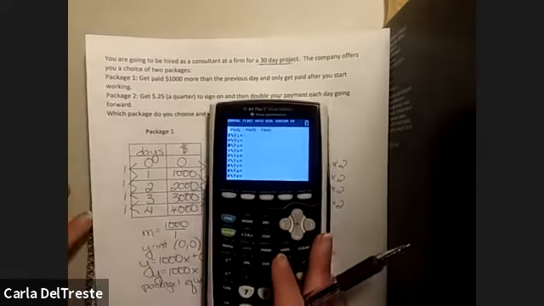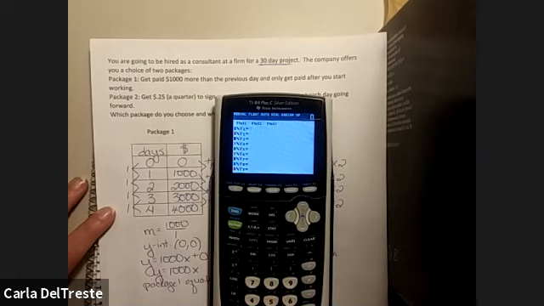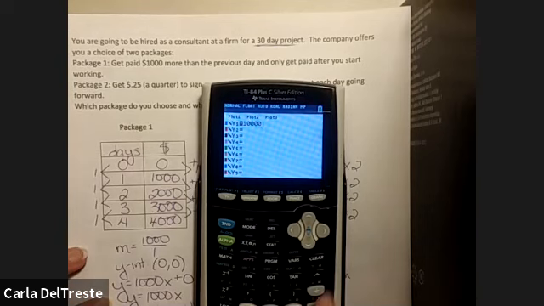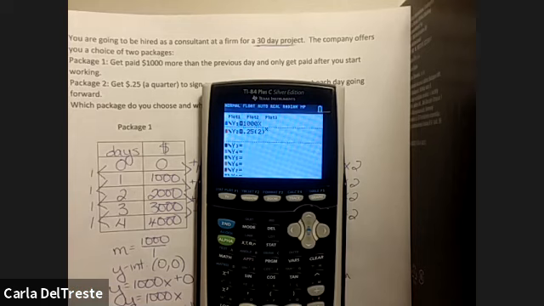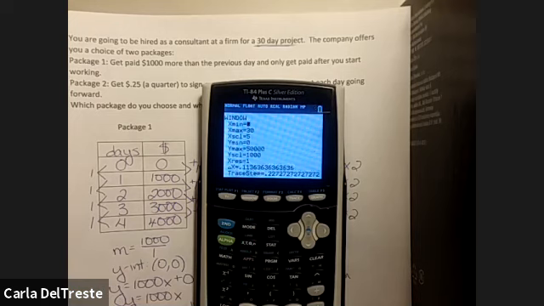So we're going to use the graphing calculator here. I'm going to go to y equals. In y1, I'm going to input my package 1 equation, which is 1,000x. In y2, I'm going to input my package 2 equation, which was 0.25 times 2 raised to the x. And now I have to think about an appropriate window. So this is where domain and range comes back into play. I need to think about a window that makes sense.